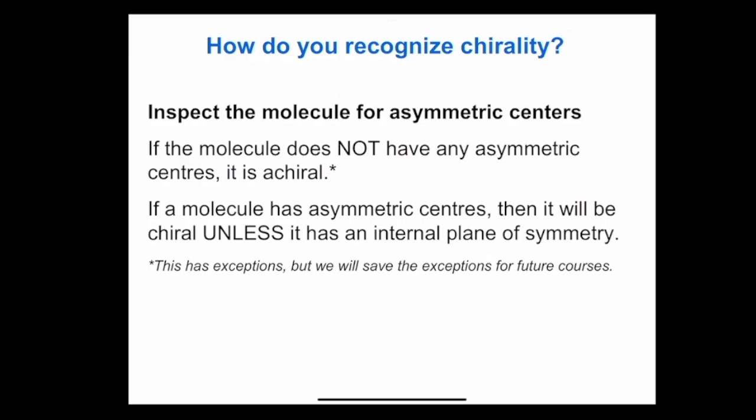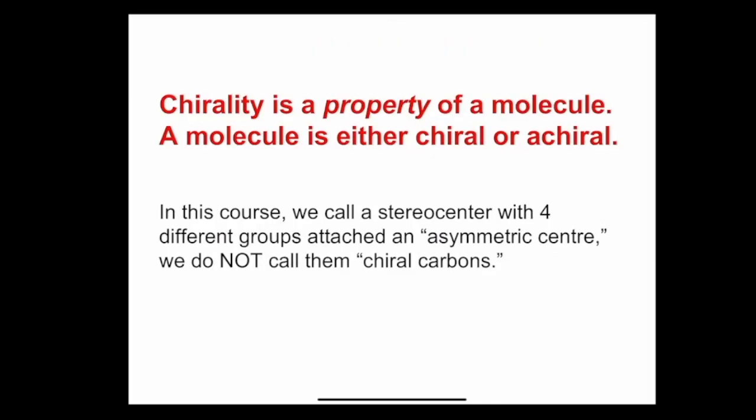You could do the mirror image point of it. Much faster, though, is to inspect the molecule for asymmetric centers. If you can find those, you're on the right track. If it has none, you are achiral. No dice, you're out. That's the easy part. If a molecule has them, it will be chiral, unless it has an internal plane of symmetry. We'll talk about that one towards the end, but let's focus on the first.